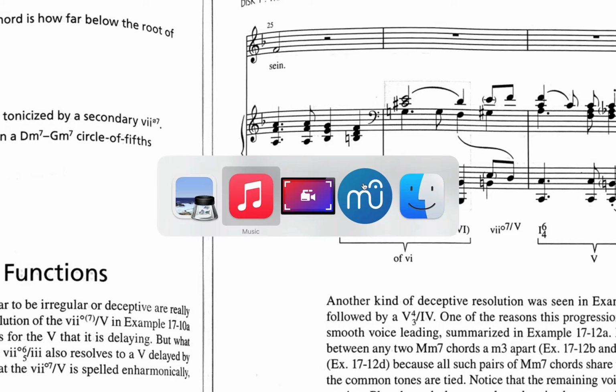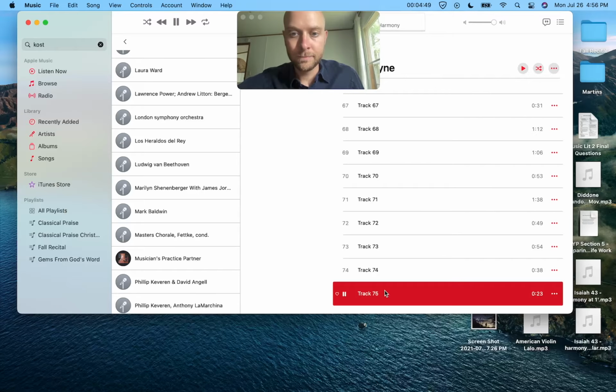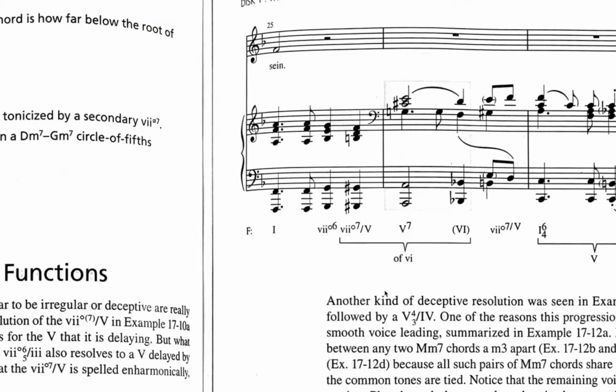Let's just listen to that little bit. Example 17:11. Right there. na na na na na.